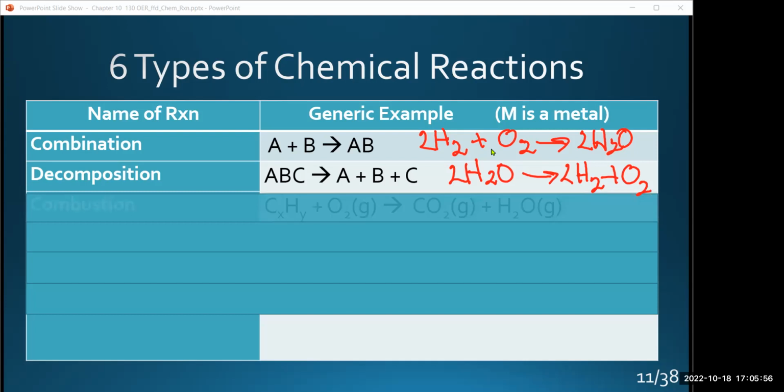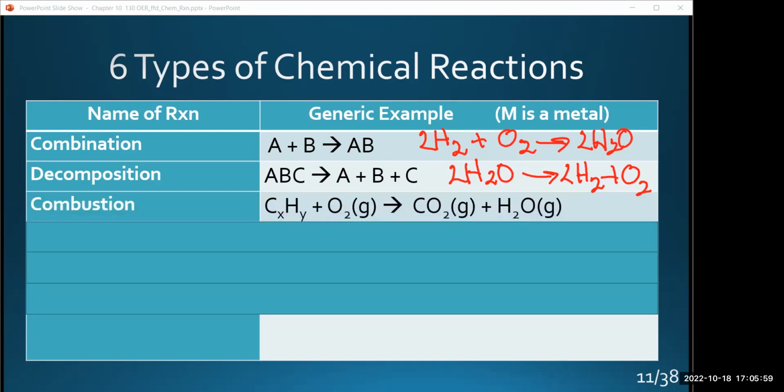All right, so the next one is a combustion reaction. Here's the thing for Chem 130: the only combustion reaction we're going to work with is the combustion of hydrocarbons. Hydrocarbons are compounds that are made up of nothing but hydrogen and carbon. So it's hydrocarbon, right? This X represents how many carbons and Y represents how many hydrogens. The simplest hydrocarbon is methane, where you've got 1 carbon and 4 hydrogens, okay?